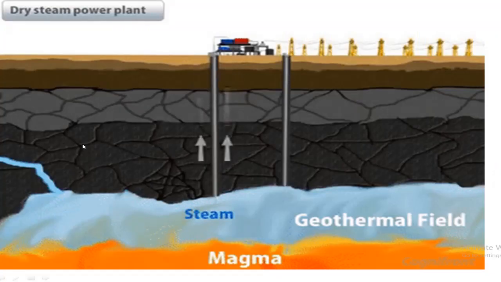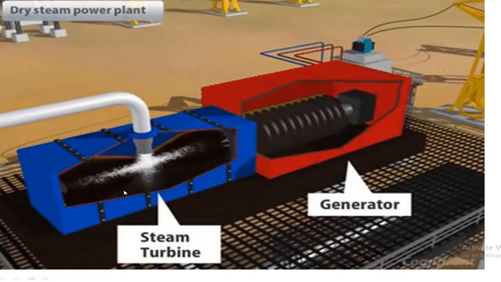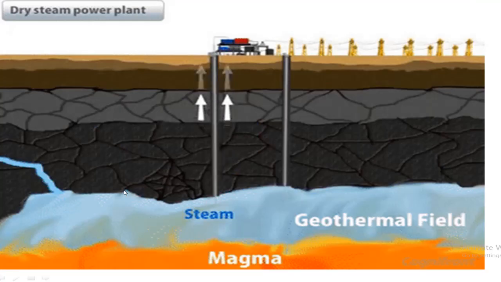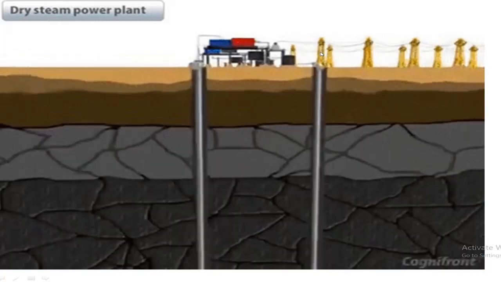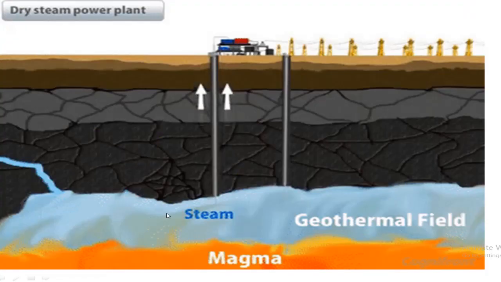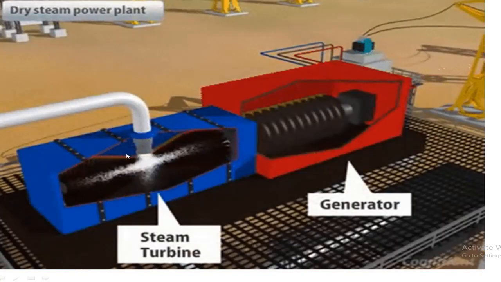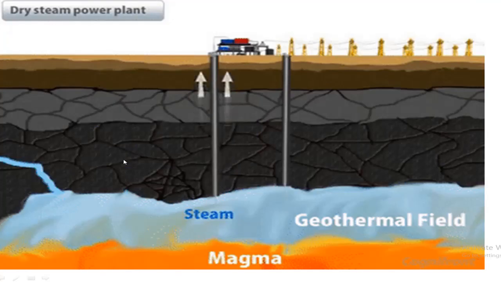Now there are two different types of steam power plants. First is the dry steam power plant. Just see here, through the steam turbines, the turbine gets rotated and electricity is generated. Here in dry steam, the magma heats the water reservoir or the water, and this water gets converted into steam which we use to rotate the turbine. So it is called a dry steam power plant.